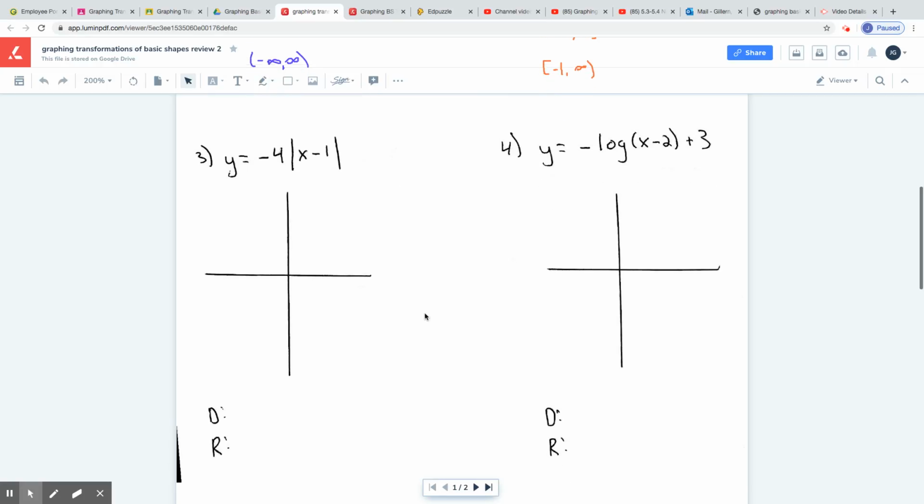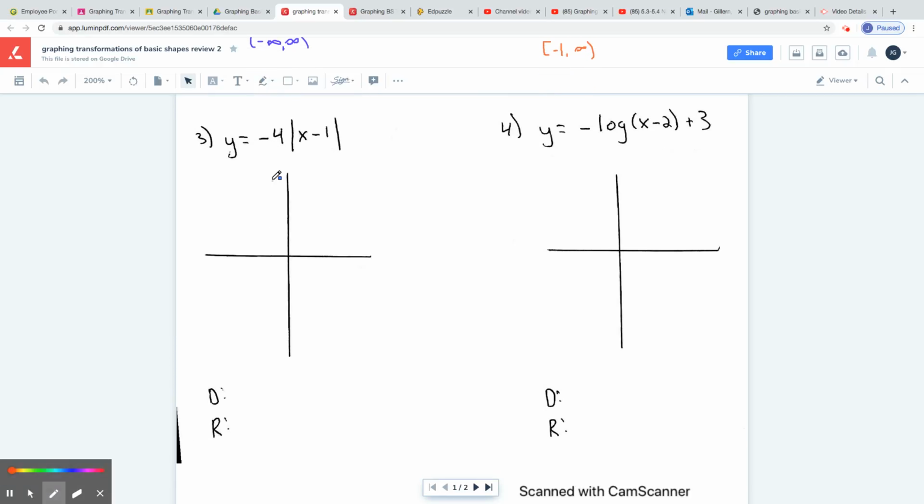All right, absolute value, number 3. This is a V-shape. We find the vertex over 1.